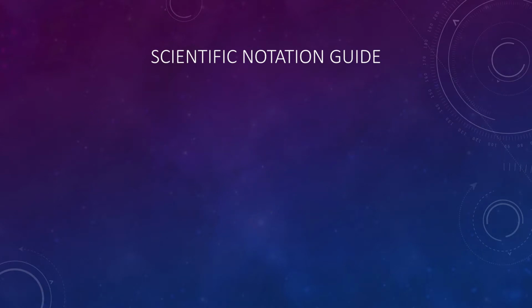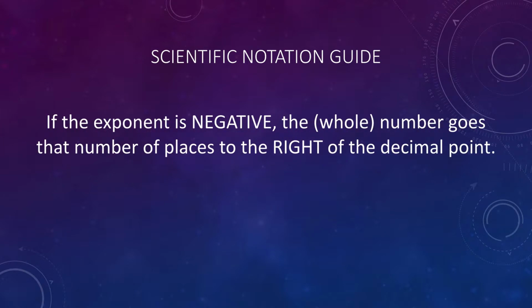If the exponent is negative, the whole number goes that number of places to the right of the decimal point. Examples: 5 times 10 to the negative third equals 0.005. The 5 is 3 decimal places to the right. 7.32 times 10 to the minus 6 equals 0.00000732. The 7 is 6 decimal places to the right of the decimal point.